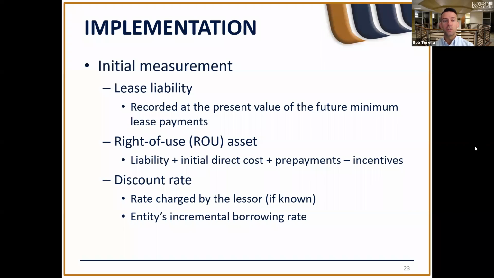So for example, initial costs that would be added to the right of use asset would be if you had to buy out a previous lessee in order to obtain that property or equipment, or if you had to use a broker to find a specialized piece of equipment that is hard to come by, and you had to pay them a commission to find that piece of equipment. That would be an initial direct cost that would be added to the right of use asset. Prepayments are just as that, any deposits or advances on the agreement.